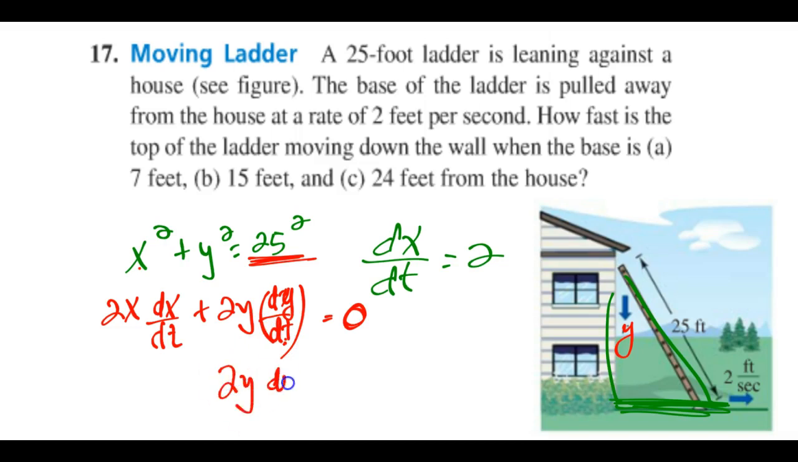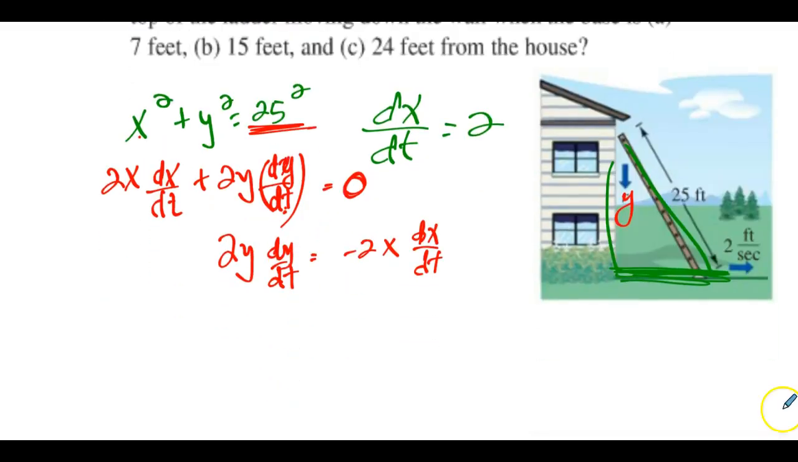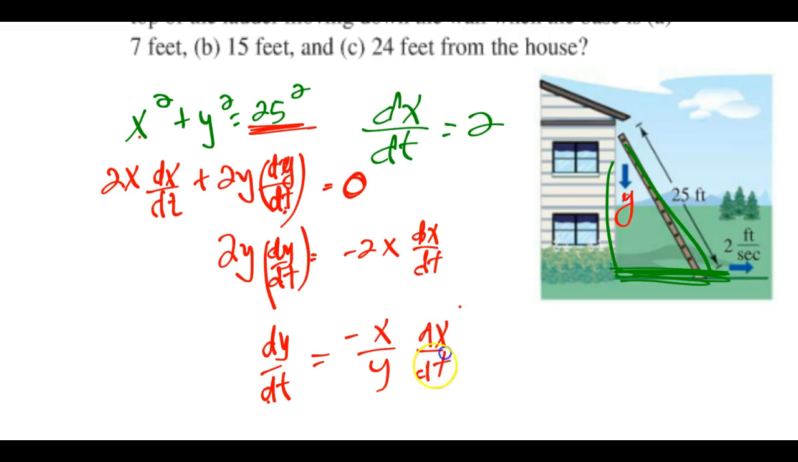So 2y dy/dt is equal to negative 2x dx/dt. I guess you could have just plugged in from there, but sometimes it's nice just to go ahead and solve this guy. So let's see. This might be simpler. dy/dt, because when I divide through by 2, I'll get negative x over y times dx/dt. Maybe a little bit less plugging in.